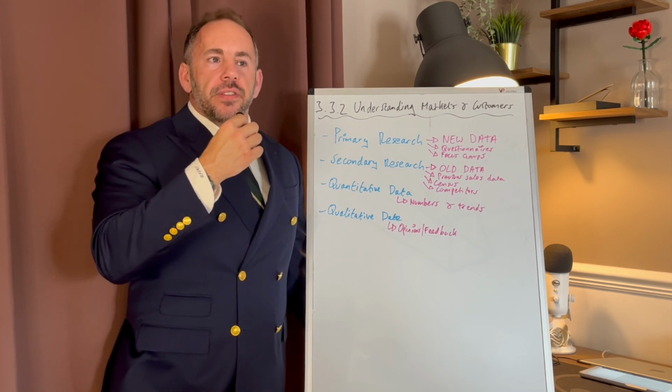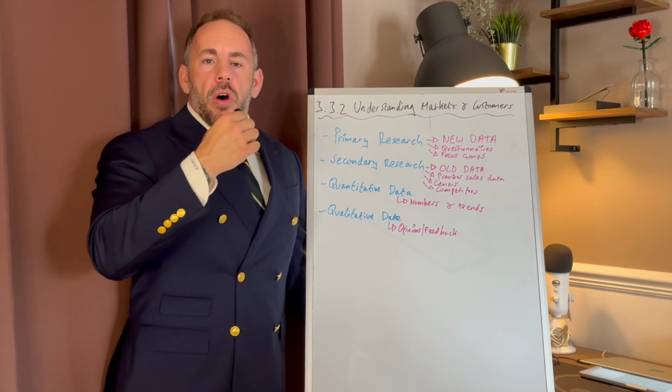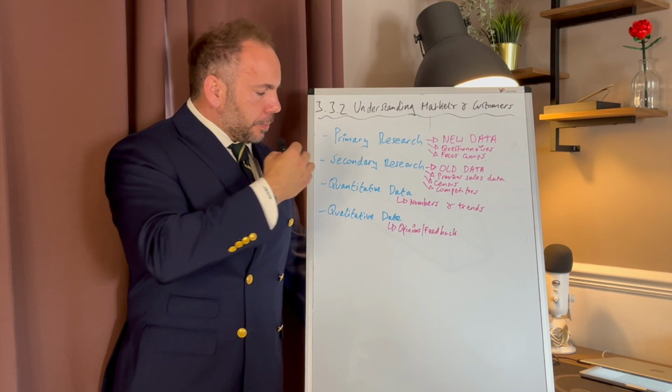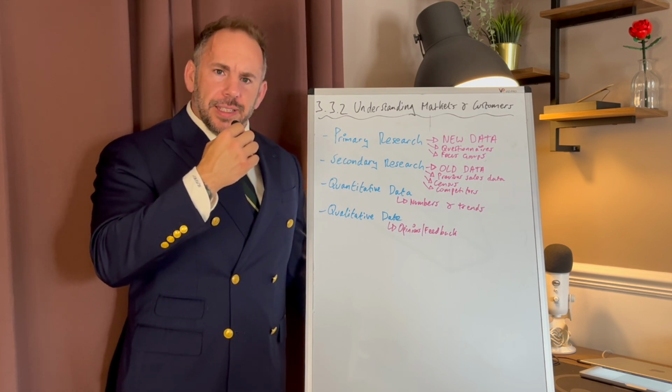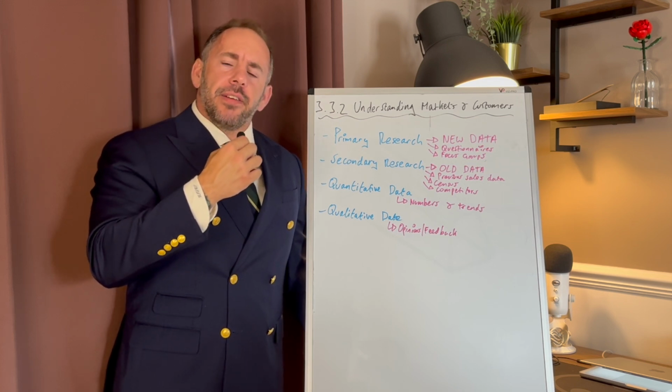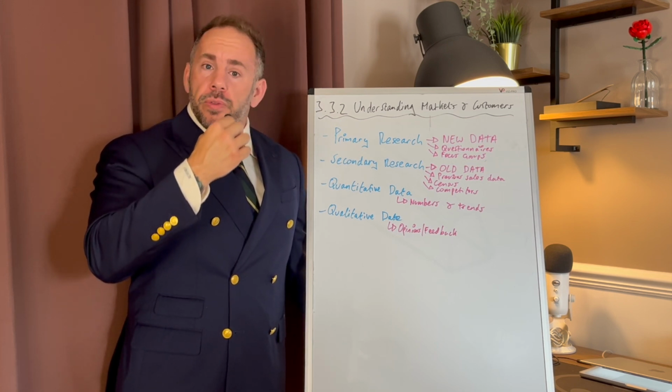So if you've identified for the last 2 summers that you sell more ice creams, you could extrapolate that next summer you will sell more ice creams. And then we have qualitative data, which is more opinions/feedback. And again, there is a time and a place for both of these.